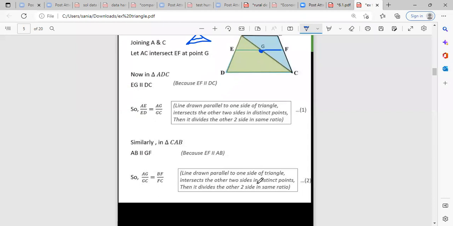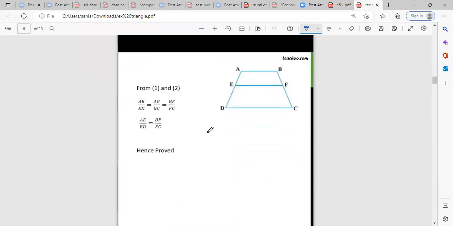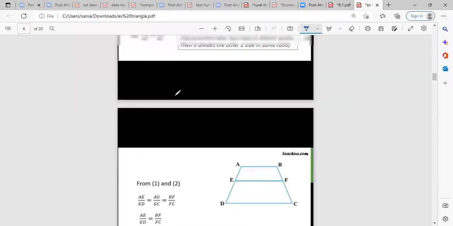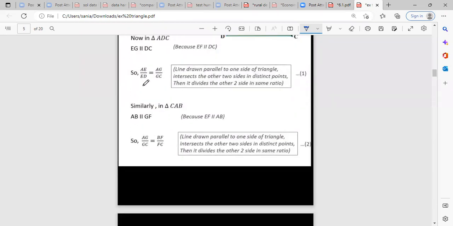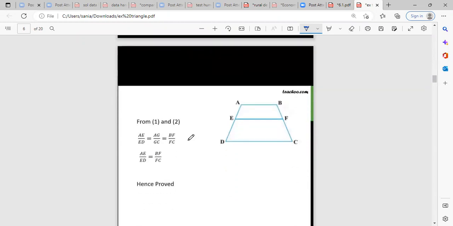Now from first and second. This was your first, I have written it here, and the second. What will you get? That these three are equal. So that's why this is also equal.